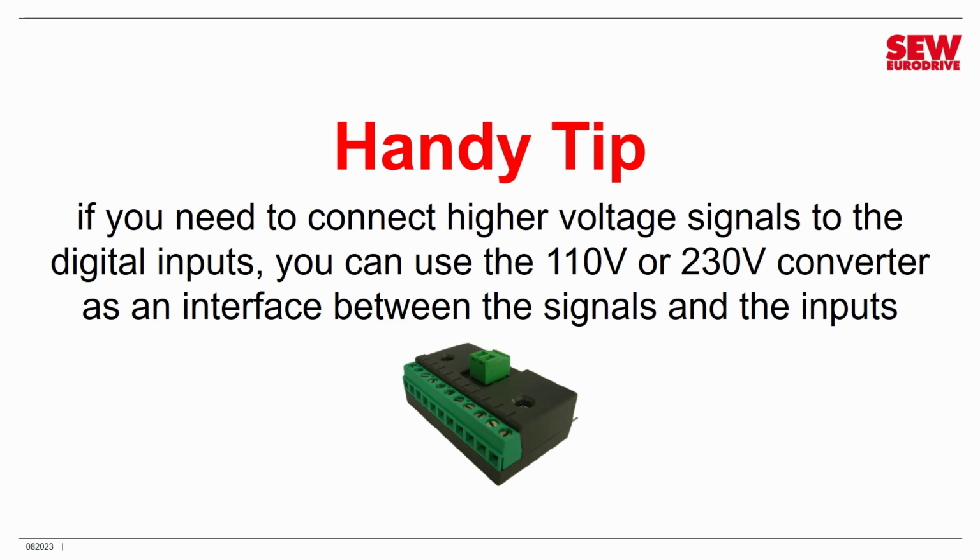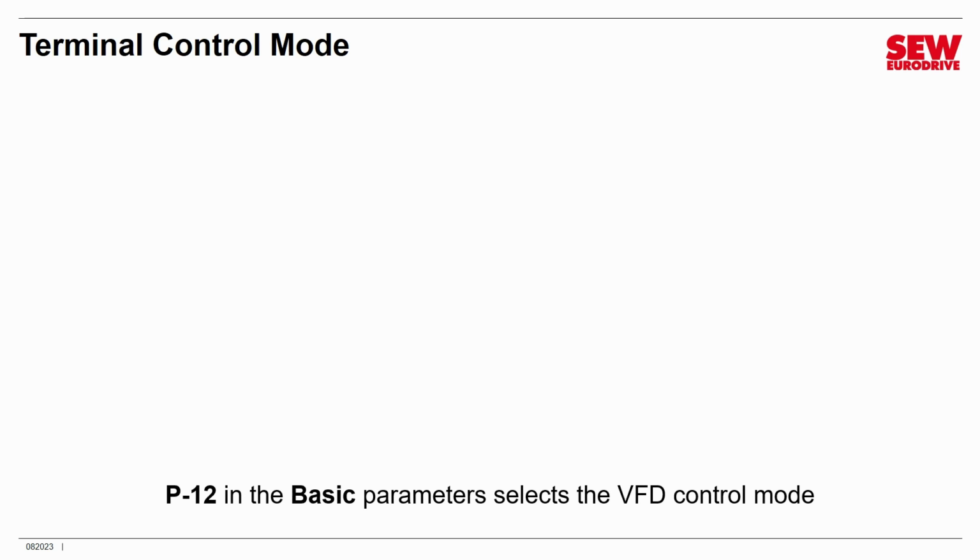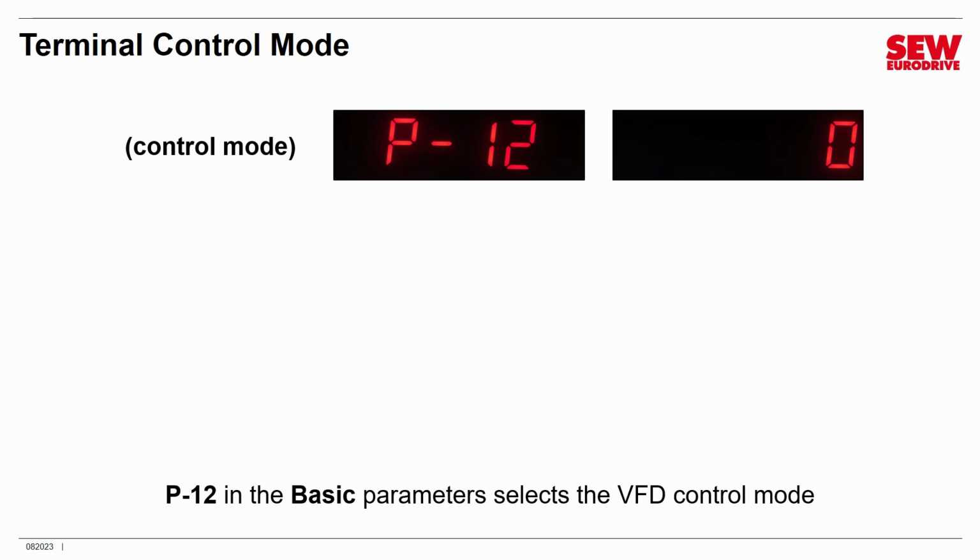Let's talk about terminal control mode now in a little more detail, how you set it up. Parameter 12 in the basic parameters selects the VFD control mode. Now we have used this parameter before to select keypad control. Remember, for our previous activities, we put a 2 in this parameter so that we had bidirectional keypad control. For terminal control mode, what you'll need to do is get into this parameter and change it to a 0. That selects terminal control mode.